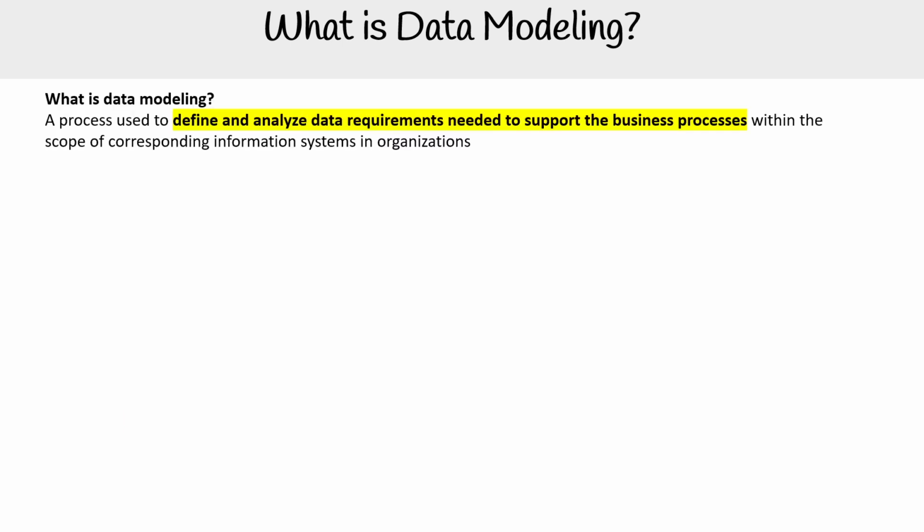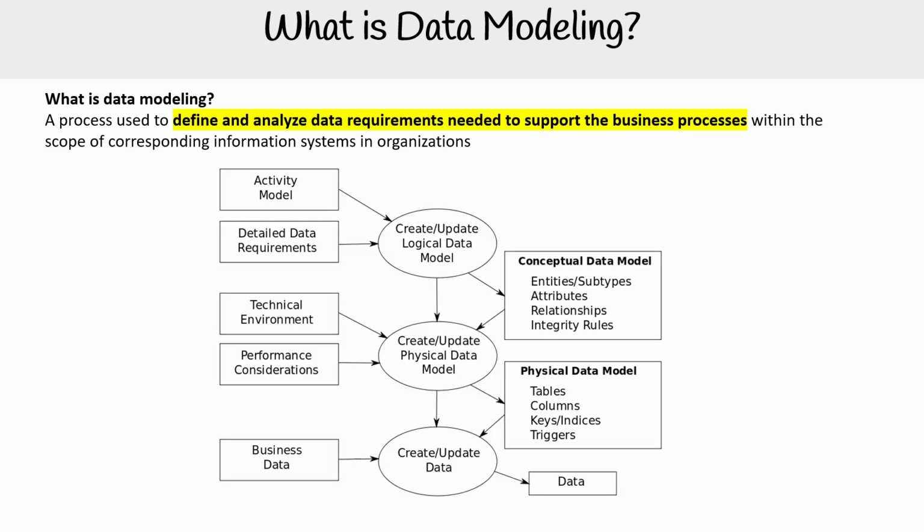So what is data modeling? This is the process used to define and analyze data requirements needed to support the business processes within the scope of corresponding information systems and organizations. And so there is this very complex diagram here that kind of shows you what data modeling could look like. But yeah, there you go, okay?